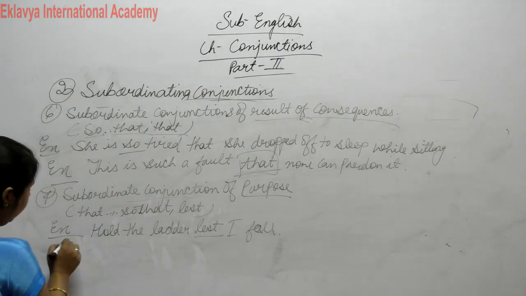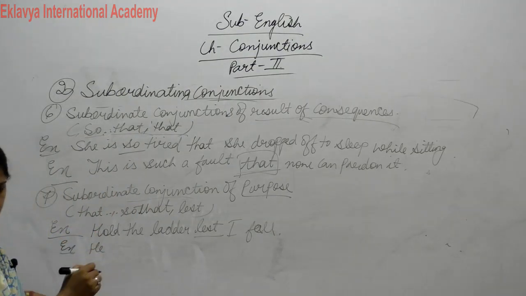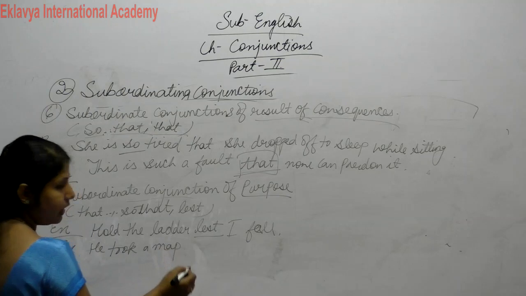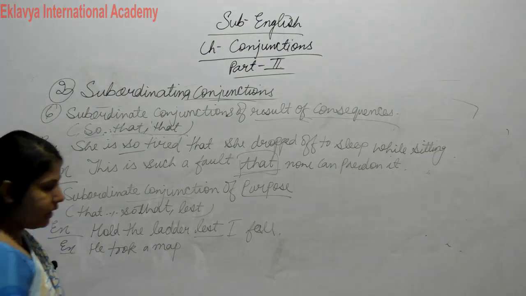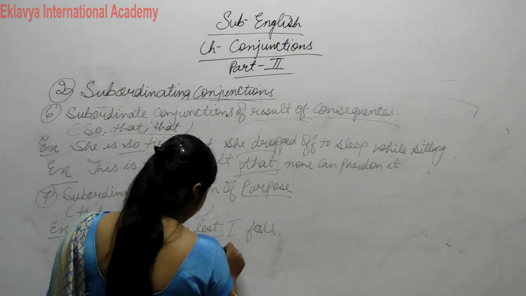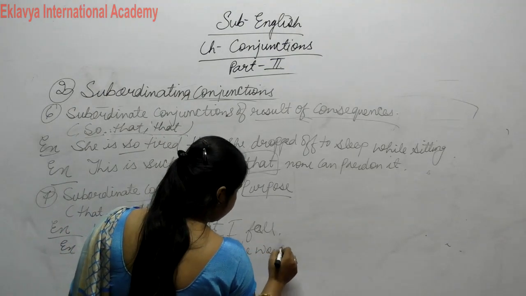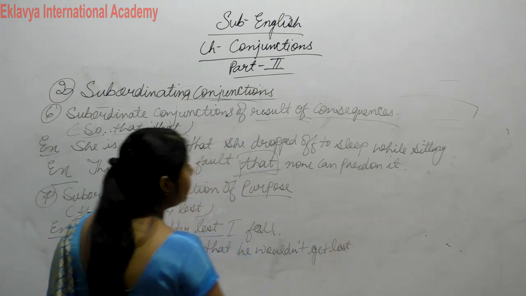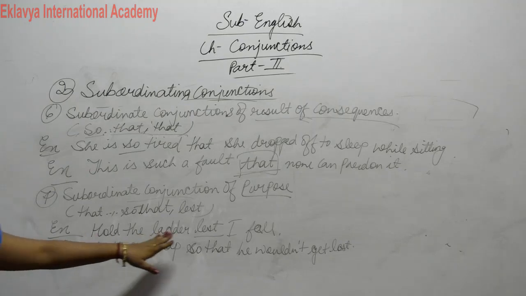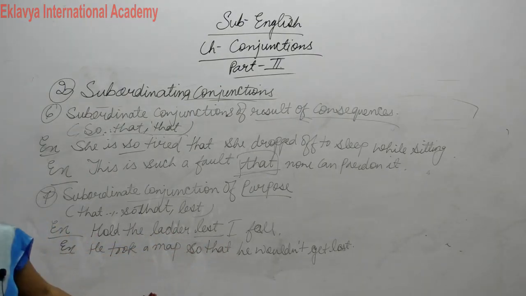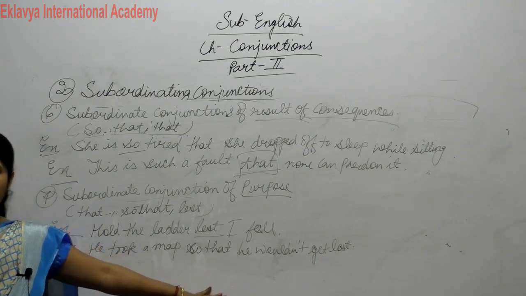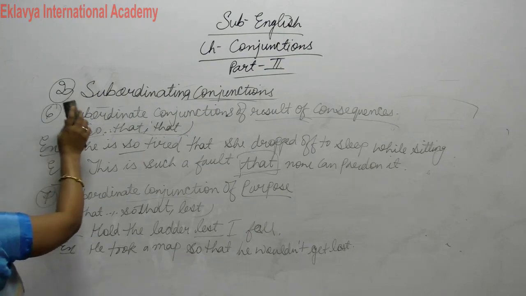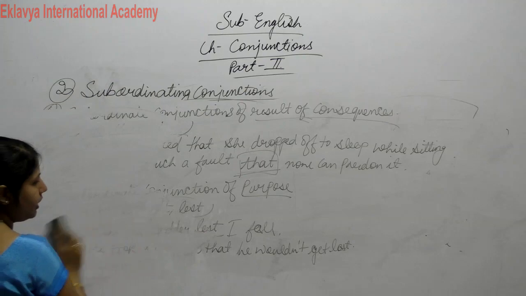Clear? So, another one, write down: he took a map so that he wouldn't get lost. Clear? Hold the ladder lest I fall. He took a map so that he wouldn't get lost. So these are the kinds of subordinating conjunctions. Clear? Now one more left, that is the last one.